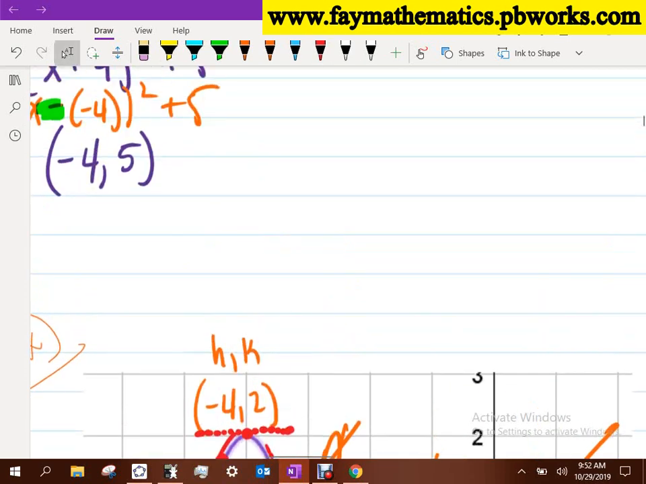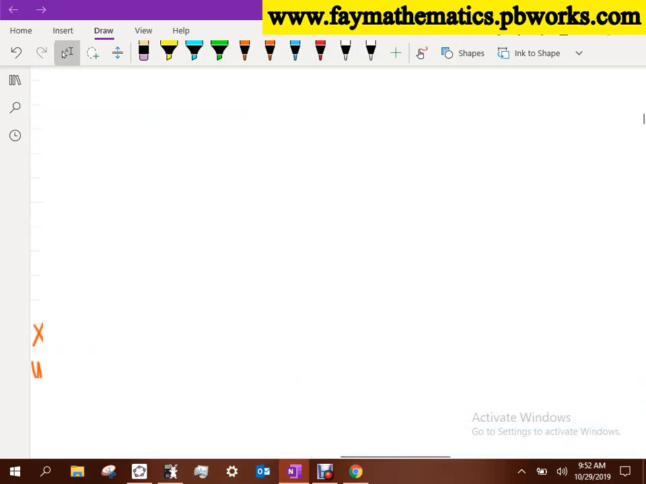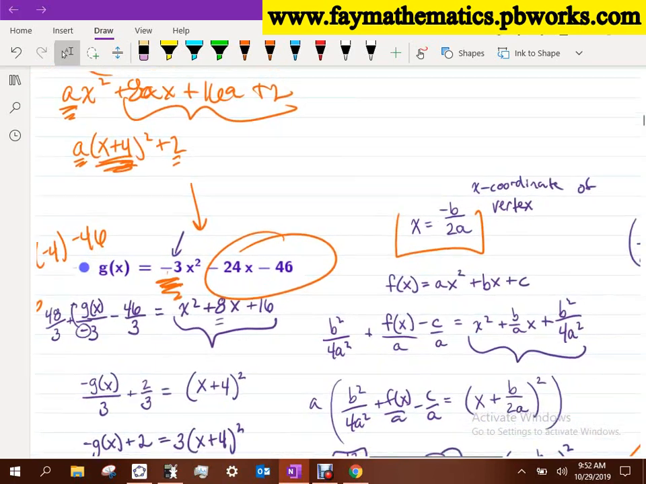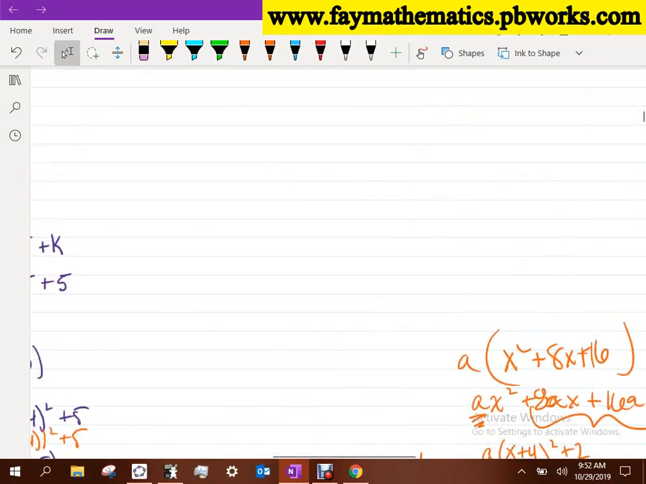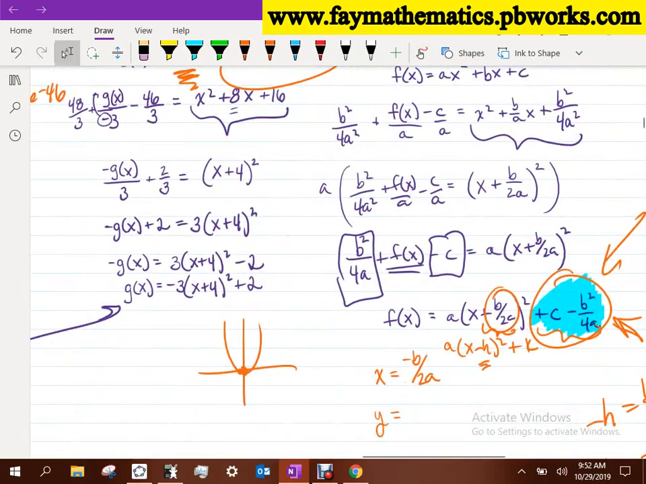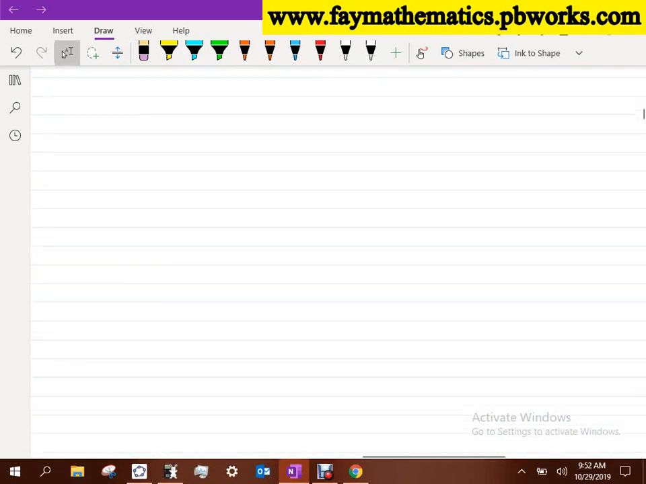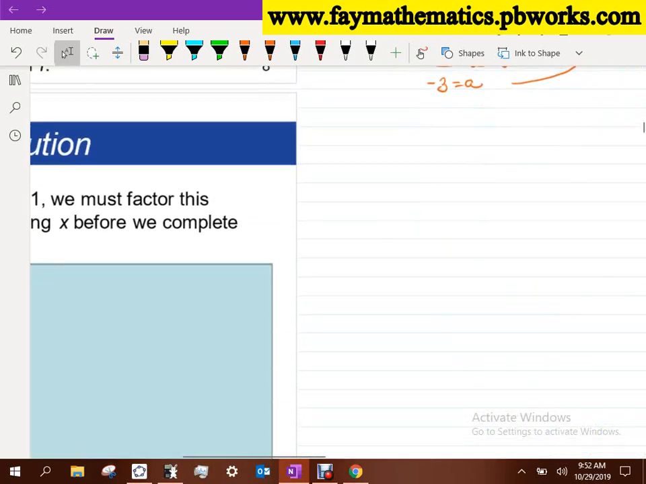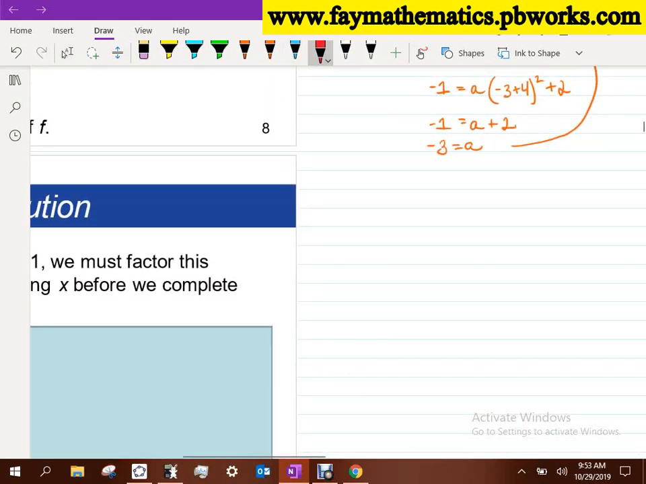So let's take this thing here and see if we can generate that idea. Okay. Now we did. Try to find my formula. Where did that thing go? I forget what it was. F of x was negative 3x squared minus 24x minus 46.